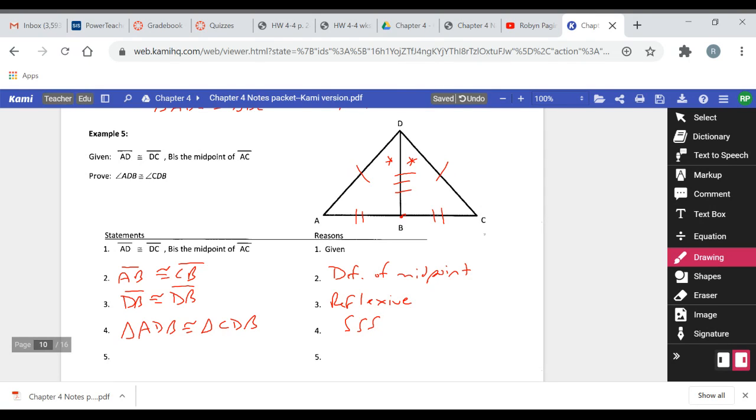And now I'm just taking that one extra step further. Once I've said the two triangles are congruent, I can now say these other two pieces here and here must be congruent. So I can say angle ADB is congruent to angle CDB, and that is by CPCTC.